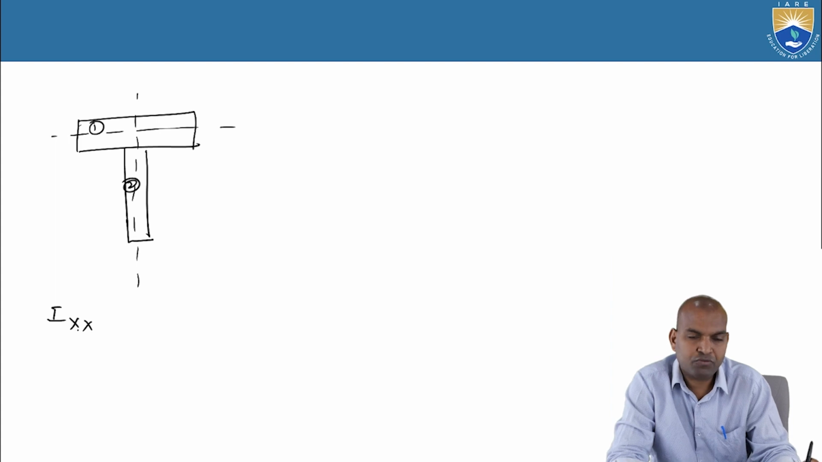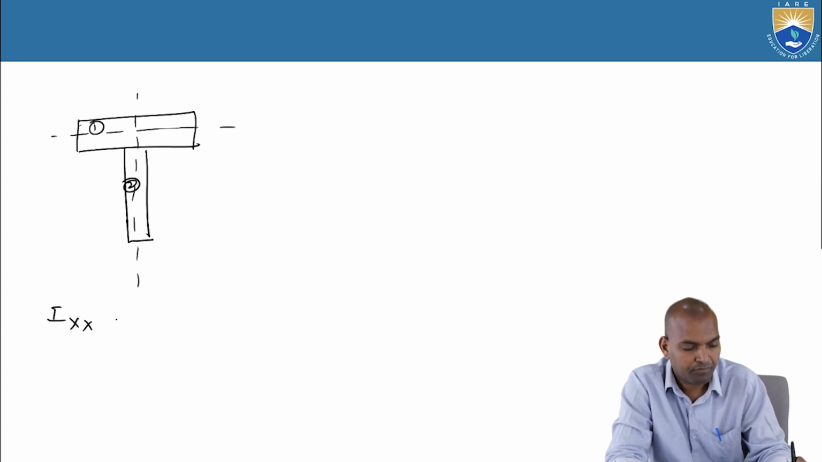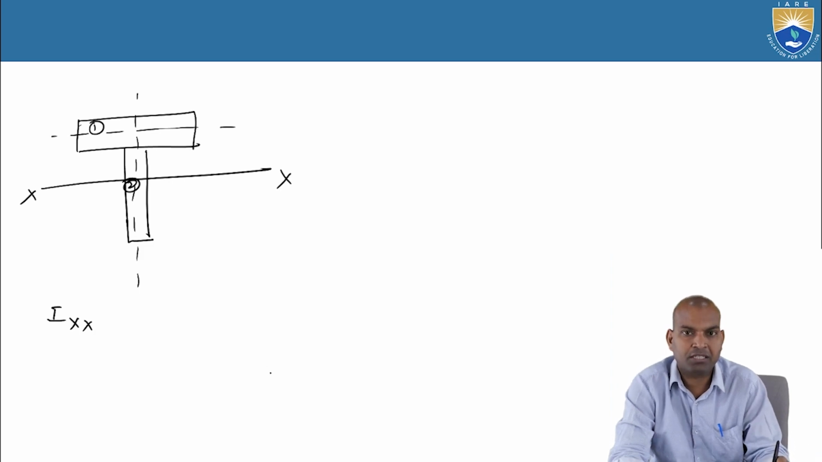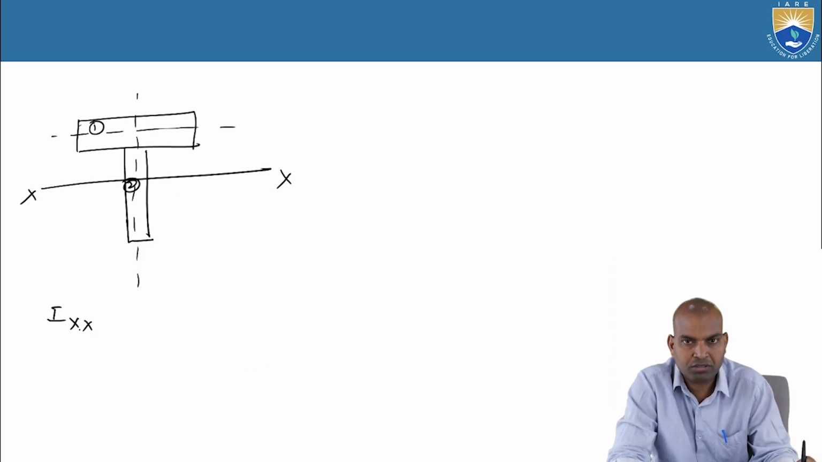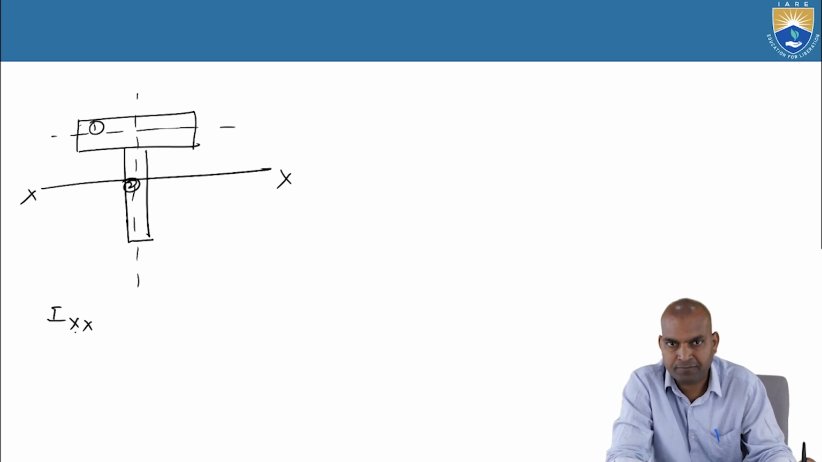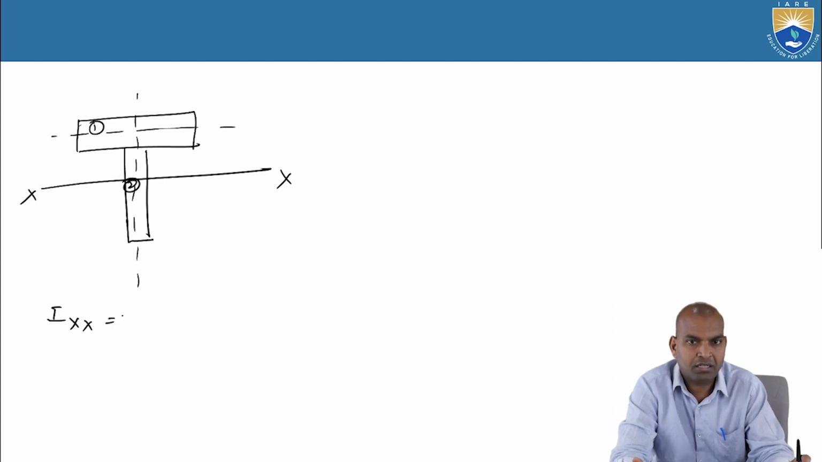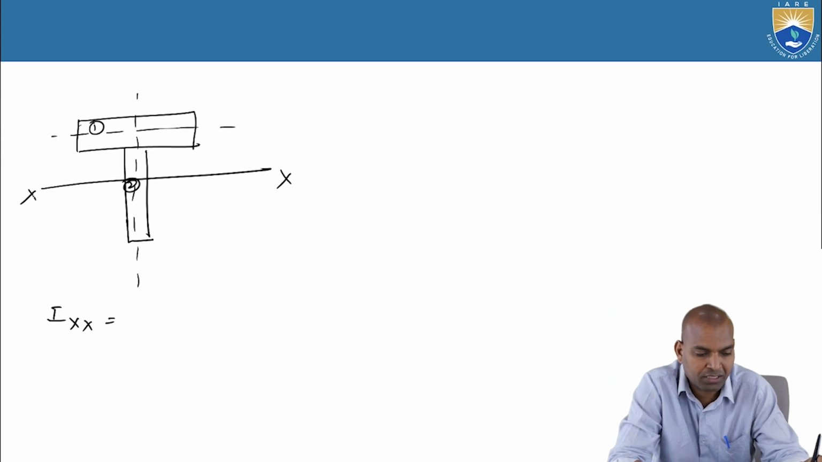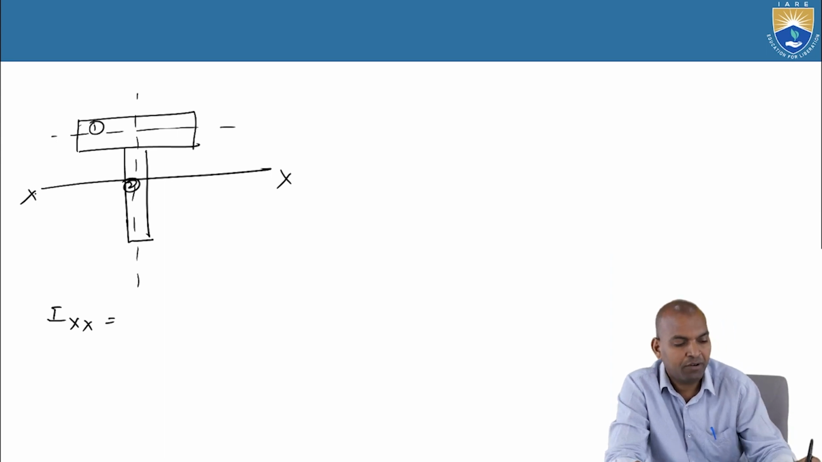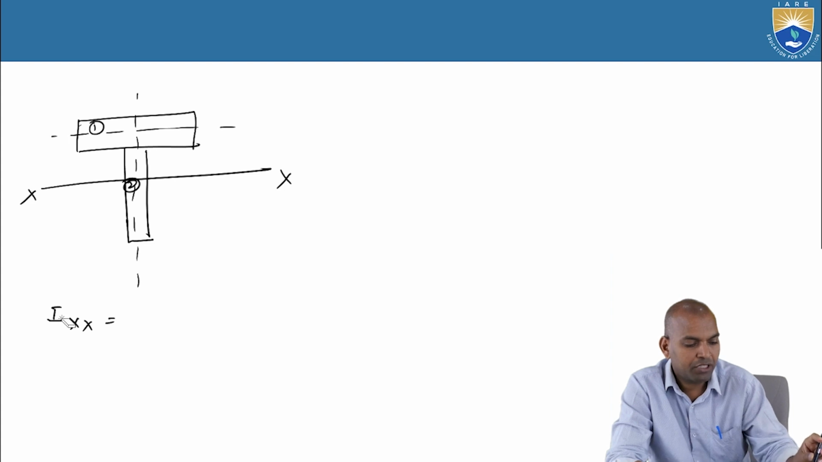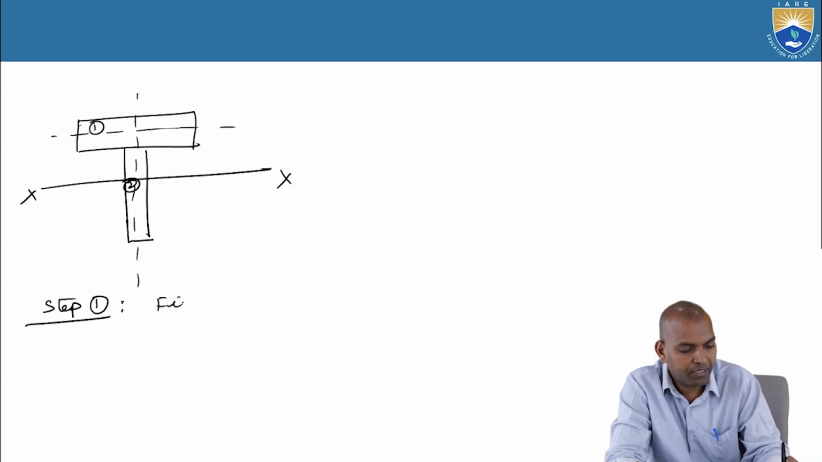Ixx is the axis which passes through the centroid, the centroidal axis. First you have to find the centroid, the location of the center of gravity. Why do we have to find the location of the center of gravity? That locates the axis, the centroidal axis we want. So the first step, Step 1, is to find the centroid.